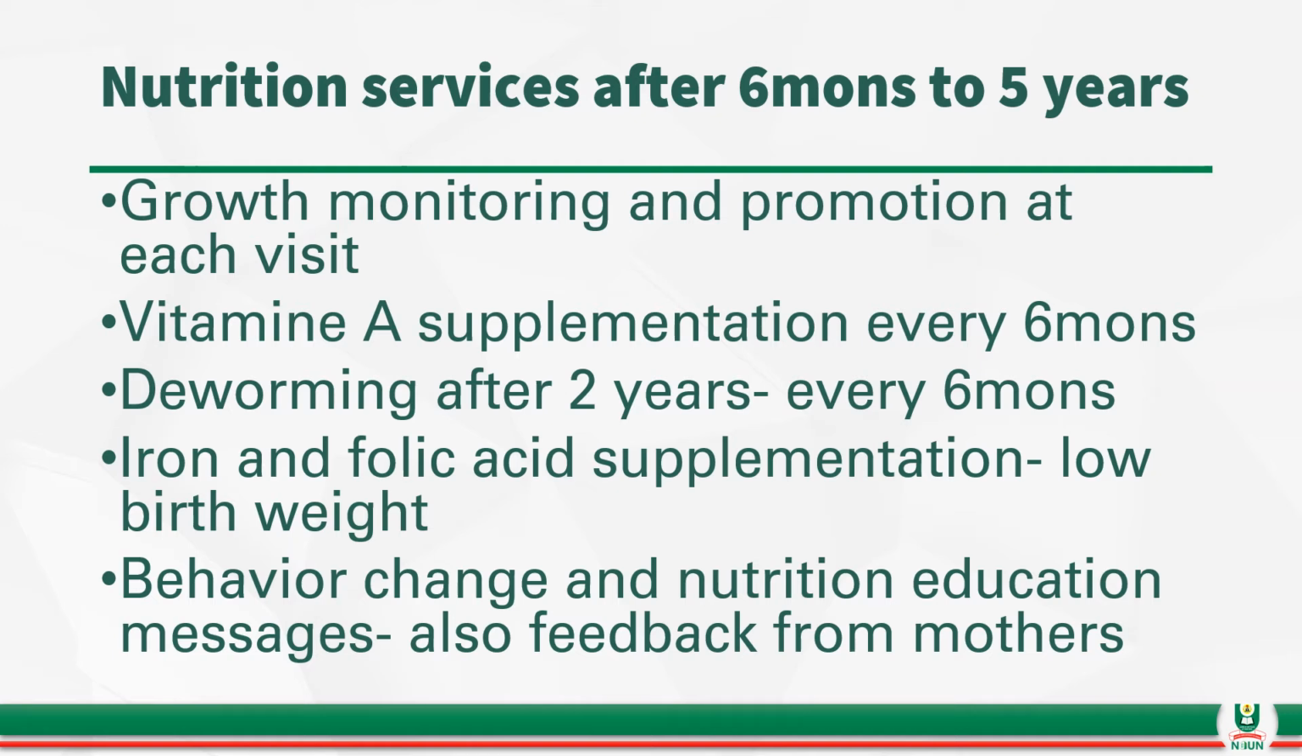Every 6 months, a child should have vitamin A supplementation between 6 months to 5 years. After 2 years of such a child's growth, the child should be dewormed every 6 months. There should also be iron and folic acid supplementation, especially for children who are of low birth weight.